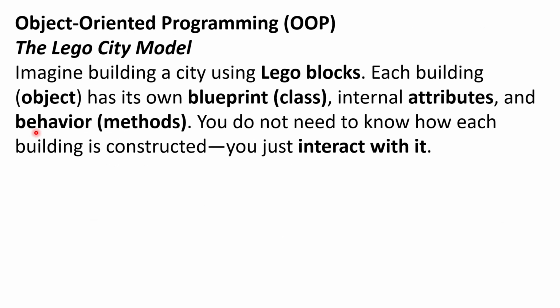So, next is just for understanding, it is just an overview. You can't write it in the exam. So that is the Lego city model. Imagine building a city using Lego blocks, just the little blocks. Each building object has its own blueprint, or we can say the class, internal attributes, and behavior that are methods. You do not need to know how each building is constructed, you just interact with it. So in this model, we just need to see the overview.